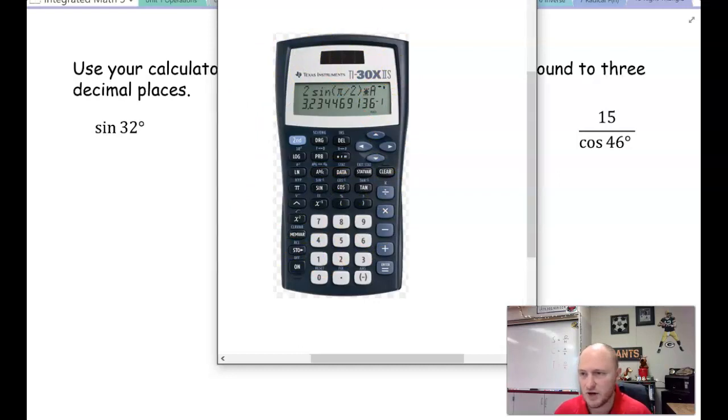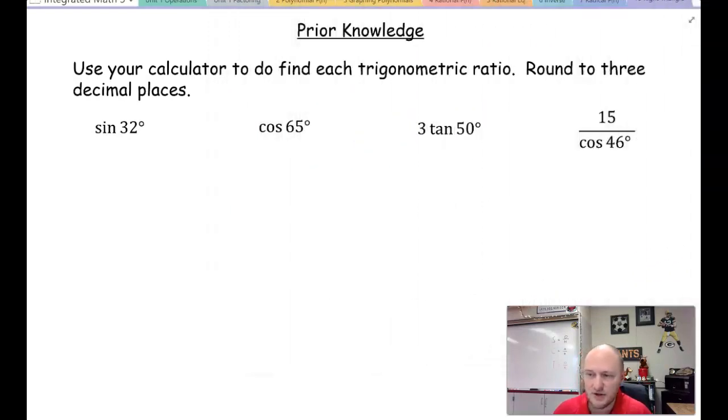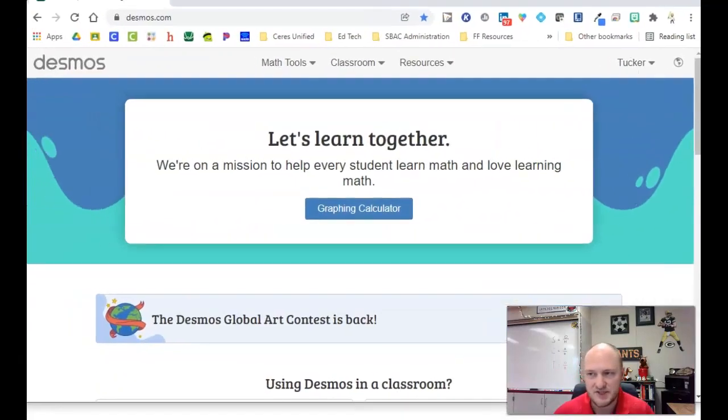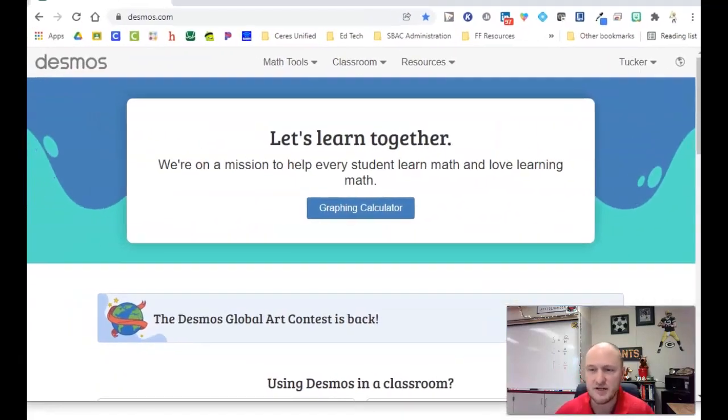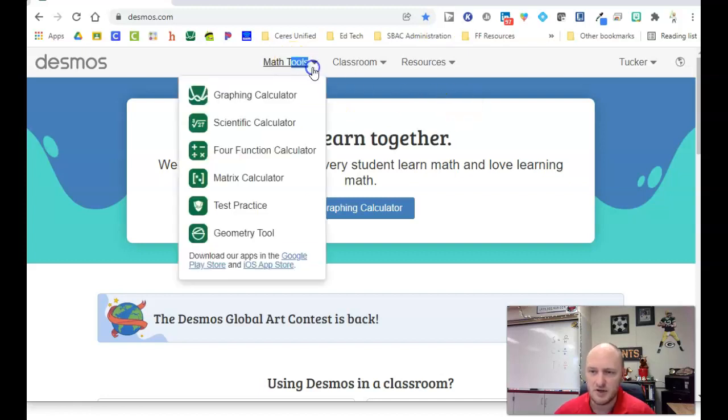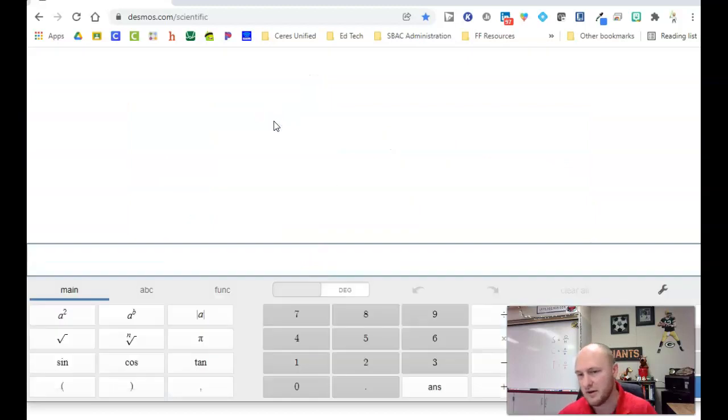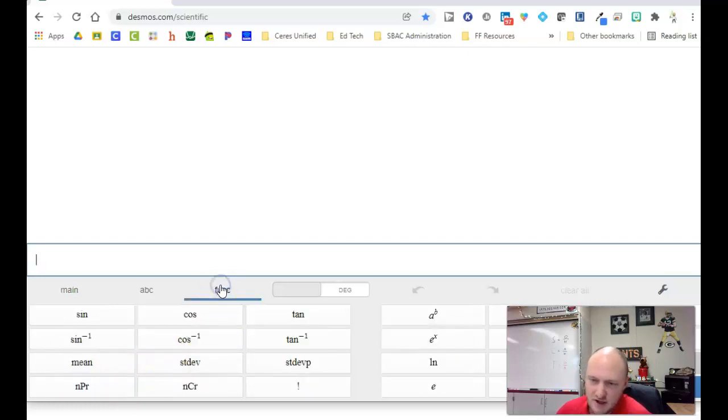I don't have an online program to utilize the TI-30, so I'll just show you the buttons there, but I am going to use Desmos. And Desmos has a great scientific calculator underneath here where it says Math Tools Scientific Calculator. You can use the graphing calculator, but I don't need to graph, so I'm going to ignore that. And on the scientific calculator, you can see here's sine, here's cosine, here's tangent, and then other functions underneath this tab. You can see the inverse buttons here.